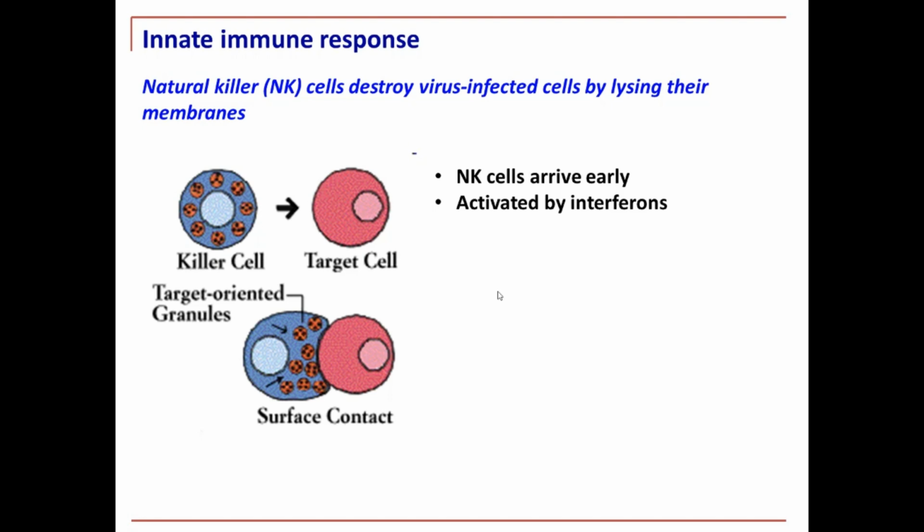The next one, nice, simple, NK cells, your natural killer cells. These destroy virus-infected cells by basically lysing their membranes. So a virus infects a cell, the NK cells, which have been activated by interferons, they arrive nice and early, and they recognize stress cells. So therefore, they can act much faster in destroying infected cells than the more specific CD8 T cells that bind to your MHC, your major histocompatibility complex. So they're just basically recognizing these stressed cells, these infected cells.